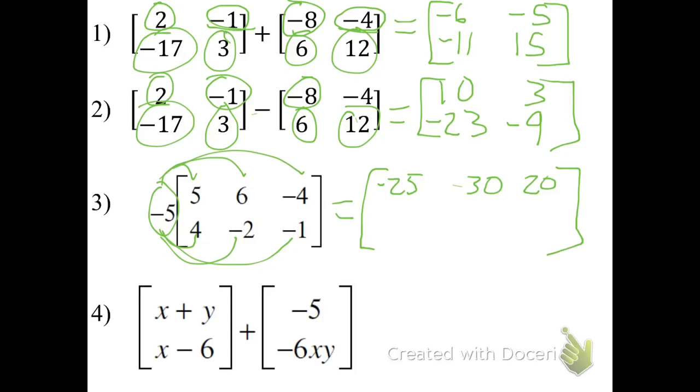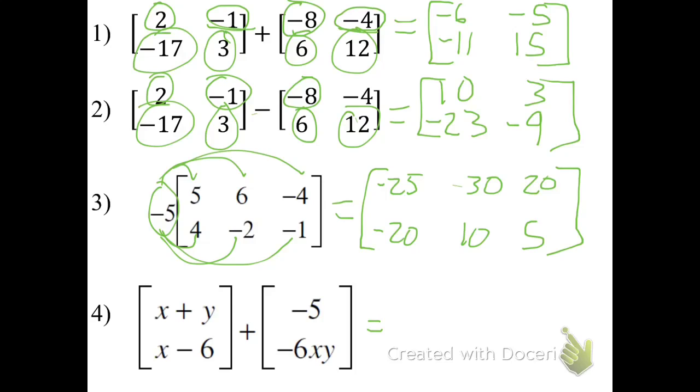That's your first line. Second line, -5 times 4 is -20. -5 times -2 is 10. And -5 times -1 gives you +5. And there's 3. Move on to 4.